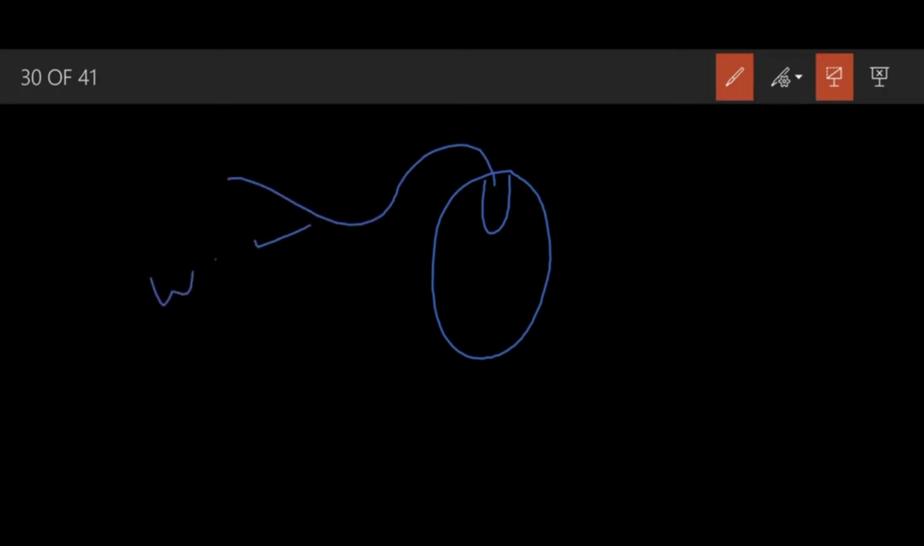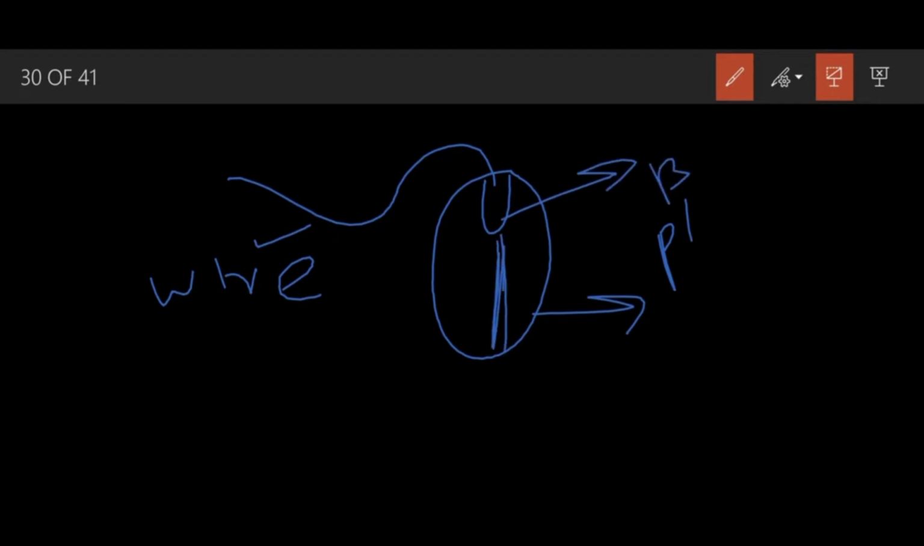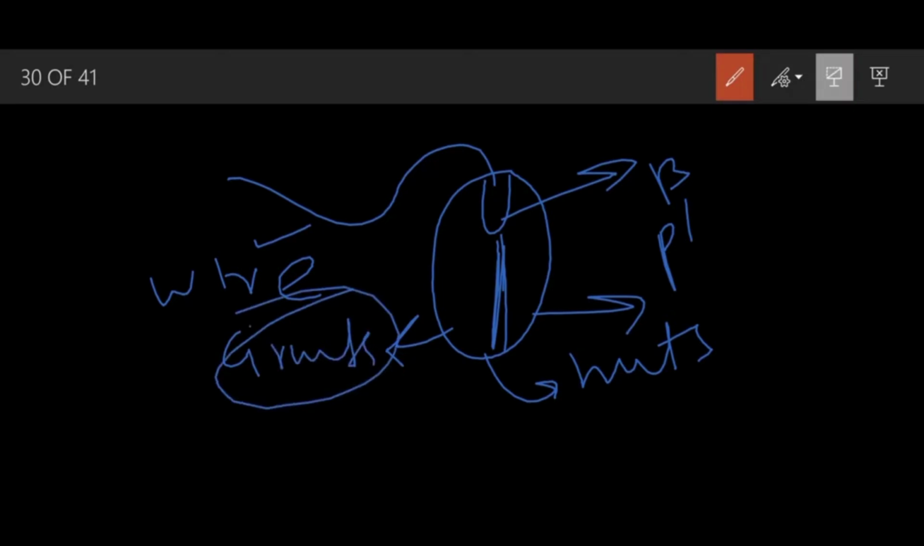Or let's take a different example. Suppose your business is to prepare computer mice. The direct materials used are the wire, the plastic, and the buttons. So these are direct materials, but it also has nuts in it and some circuits in it. So these are indirect materials, basically.